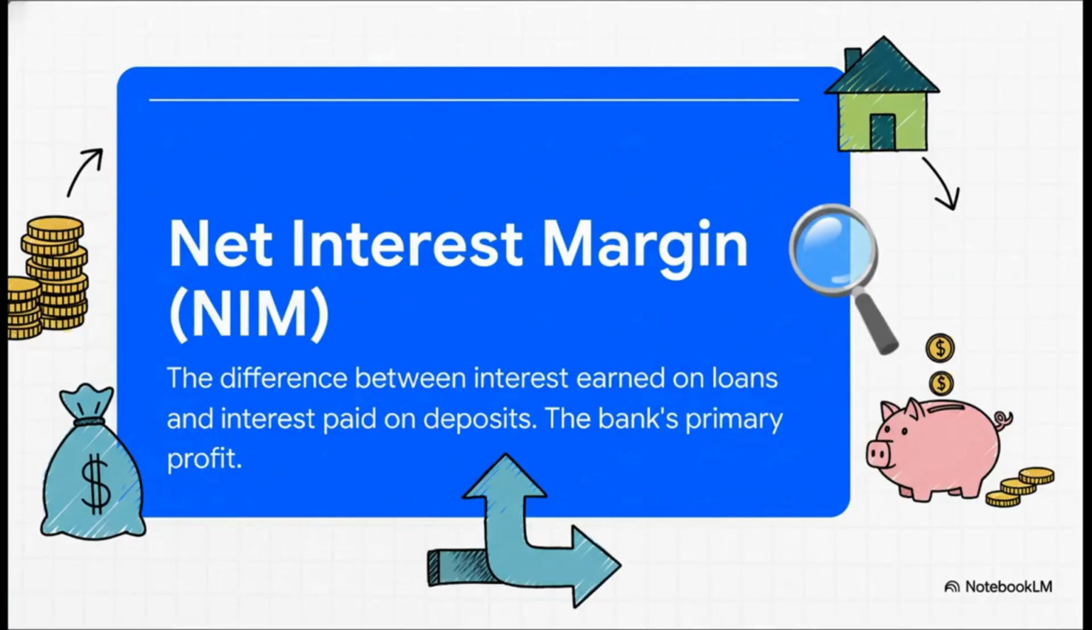Okay, the main profit engine for almost any bank is a concept called the net interest margin, or you'll hear it called NIM. And it's actually really simple. It is just the difference, the spread, between the interest rate a bank earns on its assets, like all those loans it's making, and the interest rate it pays out on its liabilities, like your savings account. That spread, that's the fundamental business model of banking.